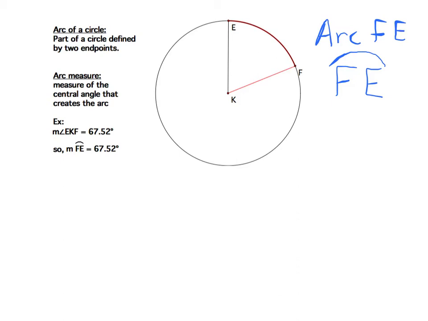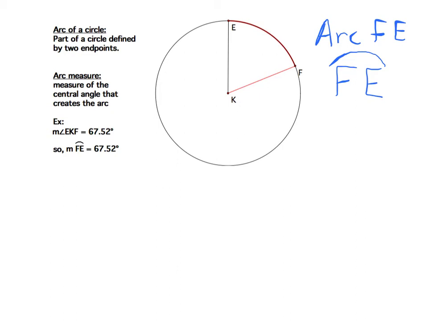So, to talk about the measure of arc FE, we just need to know the measure of the angle here that created that arc. So if angle EKF has a measure of 67.52 degrees, then arc FE has a measure of 67.52 degrees. Another thing to point out here is that here I called this arc FE. You could also call it arc EF. That wouldn't change anything.